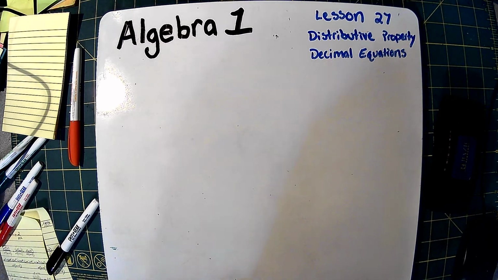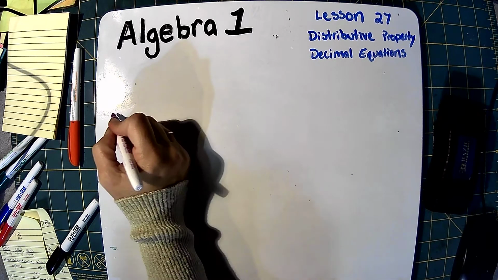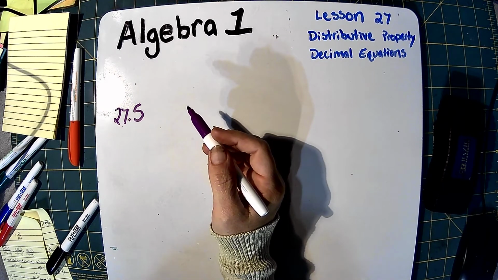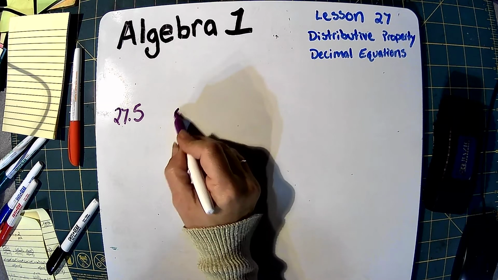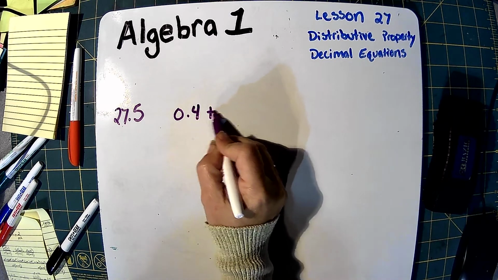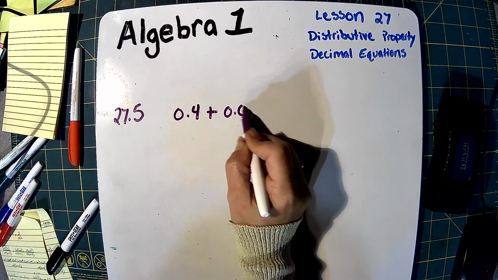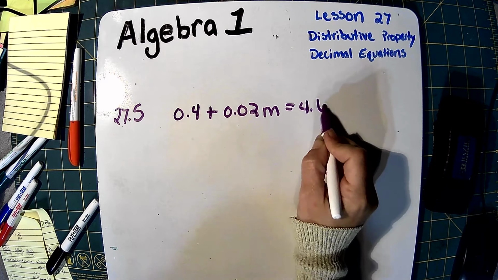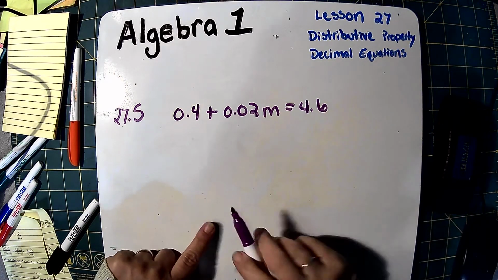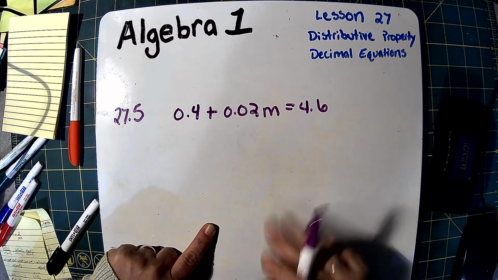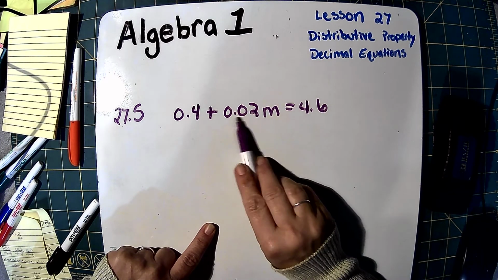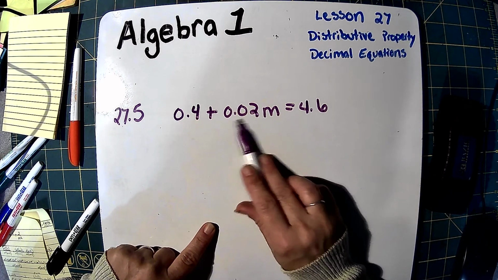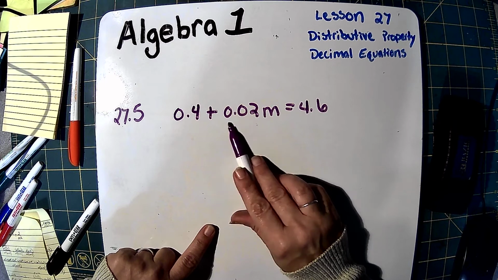So, if we've got, this is 27.5. Alright, so we've got 0.4 plus 0.02 m equals 4.6. Now we could work this out using all these decimals, but I'm going to show you a way to make this a lot easier. So the highest place we have, this is tenths, this is hundredths, and this is tenths. This one's hundredths, that's the one we're going to use. We're going to multiply by the smallest one.